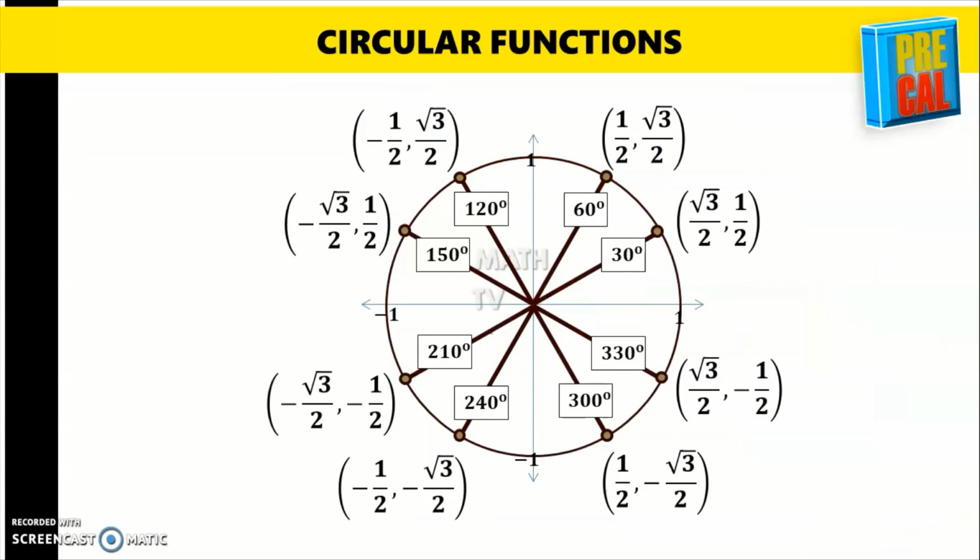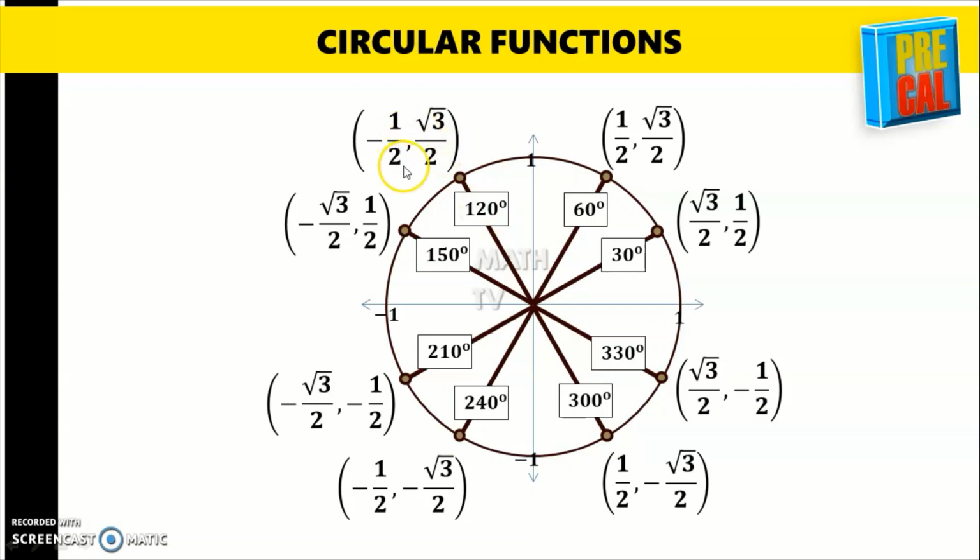So here are the special angles that are multiples of 30 and their corresponding terminal points. So for 30 degrees, that is square root of 3 over 2, 1/2. For 60 degrees, 1/2, square root of 3 over 2. So as you can notice here, it's just all square root of 3 over 2 and 1/2. So here, both positive. Here, negative and positive. Here, both negative. And here, positive and negative. So here are the terminal points, the coordinates of the terminal points.